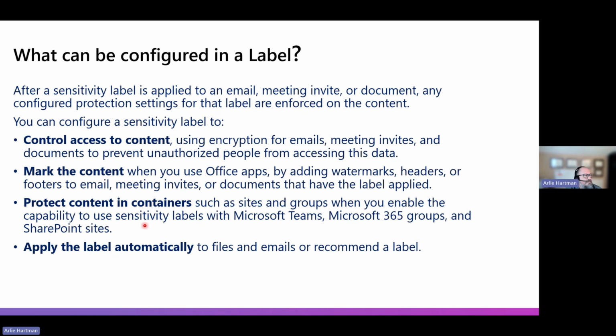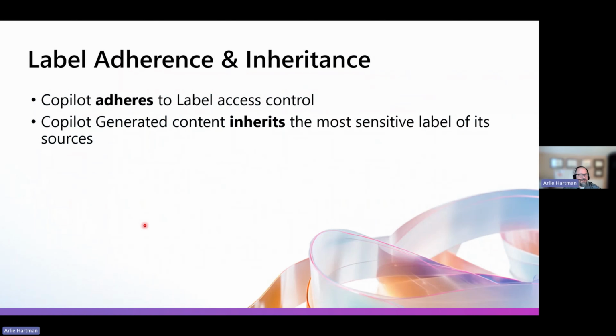We can physically mark the content. We can create watermarks, headers, and footers. We can put content protection on containers. Again, we're talking about Teams and M365 groups and SharePoint sites. And we can also either apply that label automatically or recommend a label or rely on users to manually apply those labels. So I appreciate everyone's patience as we did that, but I wanted to make sure everyone had a chance to understand labels.